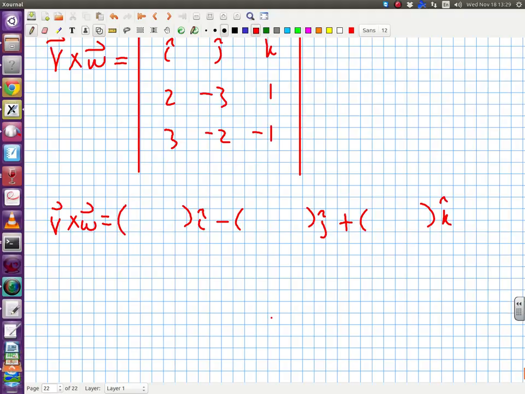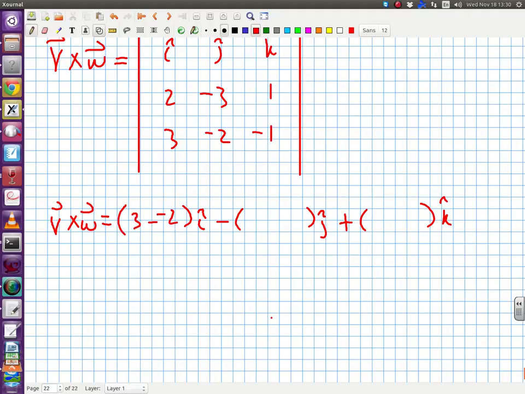Now what you do is the IJK's are taken care of. Forget that for now. To get the coefficient in front of the I unit vector, cover up the I column and look at the numbers you have left here, negative 3, 1, negative 2, negative 1, right? You take the main diagonal, negative 3, negative 1, multiply that, that's the product of the main diagonal, minus the product of the minor diagonal, which is 1 times negative 2. So negative 3 times negative 1 is 3, minus 1 times negative 2 is negative 2.